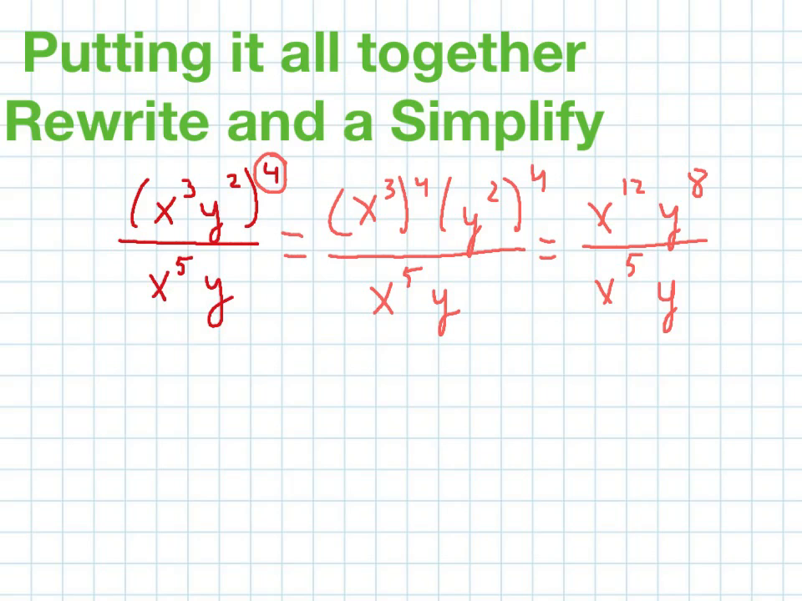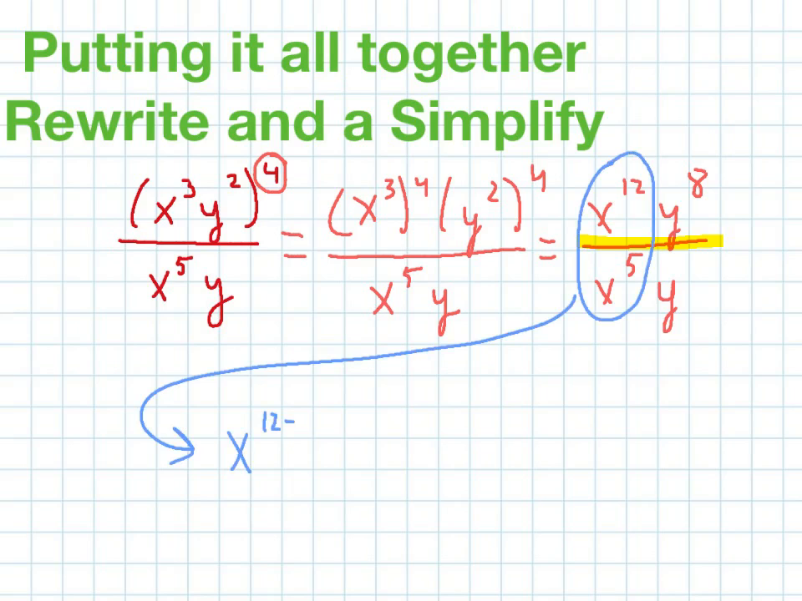Now I've got that quotient rule. So I see this fraction bar here, and that tells me we're back to that quotient rule. So now, I'm going to move everything over here. I think about my pairs of x's, and remember that is x to the 12 minus 5. And then I've got the pair of y's, which is going to give me y to the 8 minus 1, for a final answer of x to the 7th, y to the 7th.